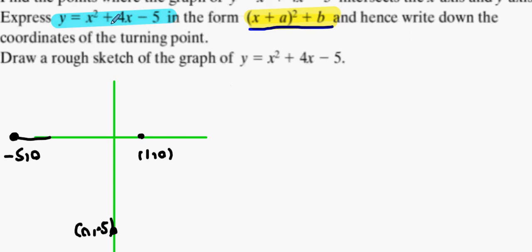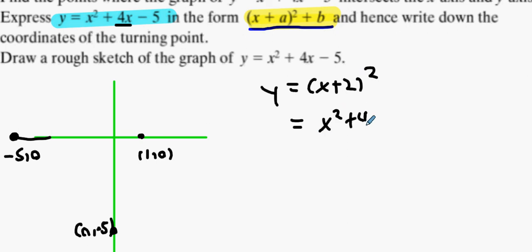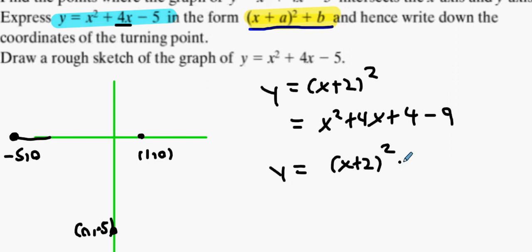You have the x value to what? What do you have it to? 2. You multiply it out, and what do you get? Is that alright? How much are you short, or how much are you too large? Minus 9. And then y equals x plus 2 squared minus 9.